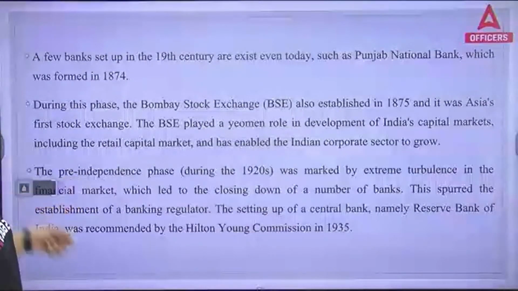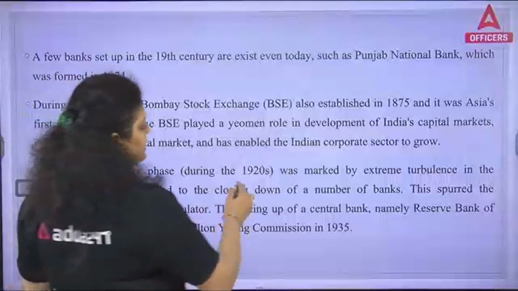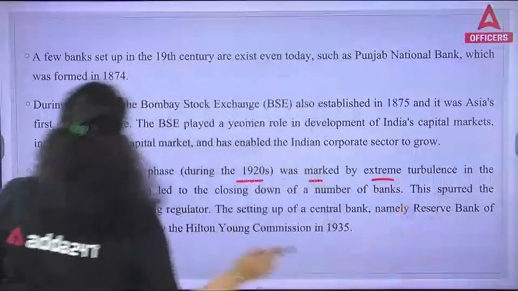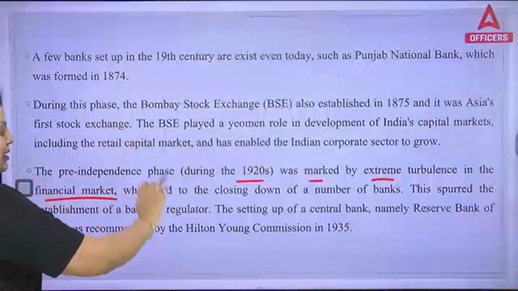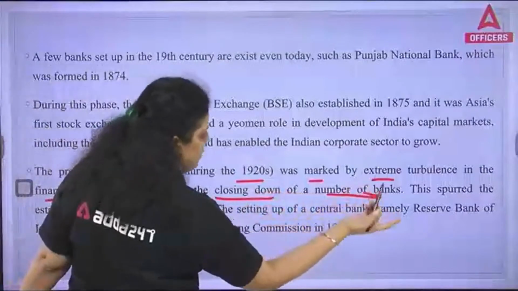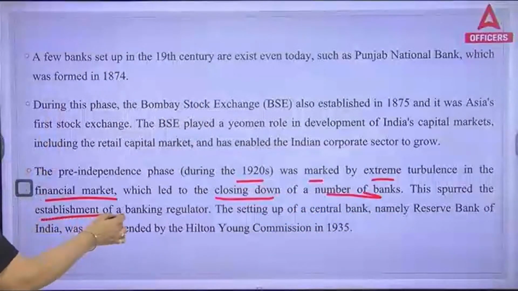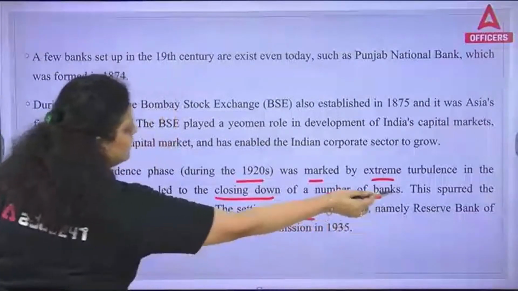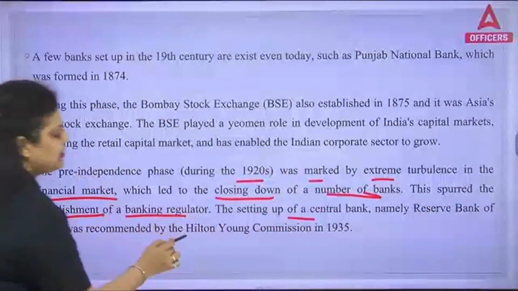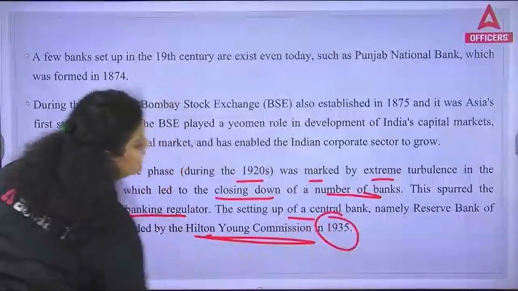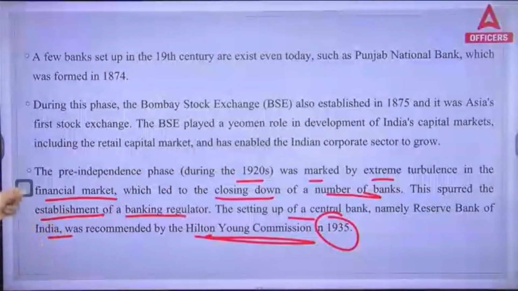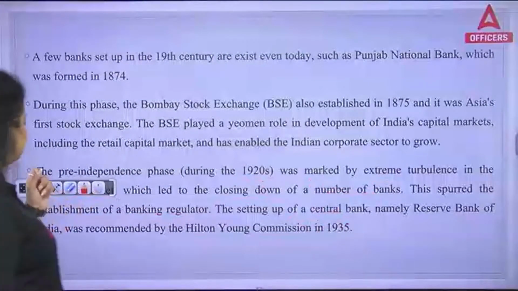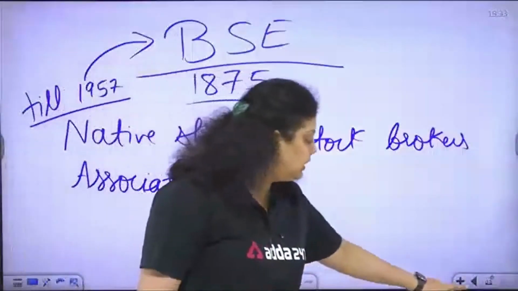Now, the pre-independence phase during the 1920s was marked by extreme turbulence in the financial market, which led to the closing down of a number of banks. This supported the establishment of banking regulators also. So, setting up a central bank, namely the Reserve Bank of India, was the recommendation of the Hilton Young Commission in 1934. Sorry, 35. But actually, 1935 is not when the recommendation was made. I will tell you when it was introduced.